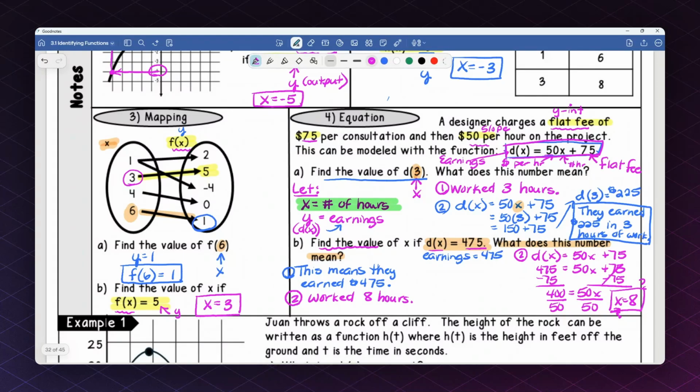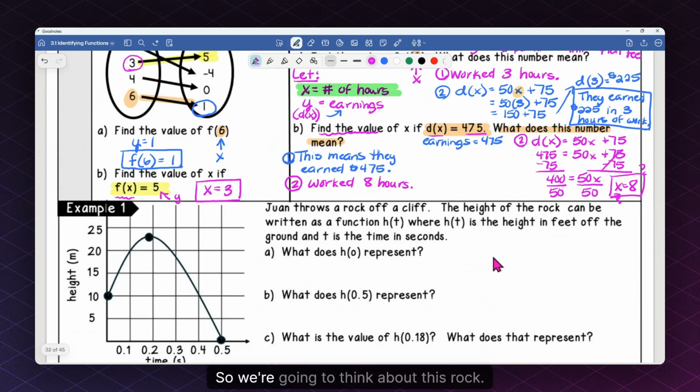That's what that means. Alrighty, so let's go ahead and look at this next example here. We're going to think about this rock. So Juan has a rock.